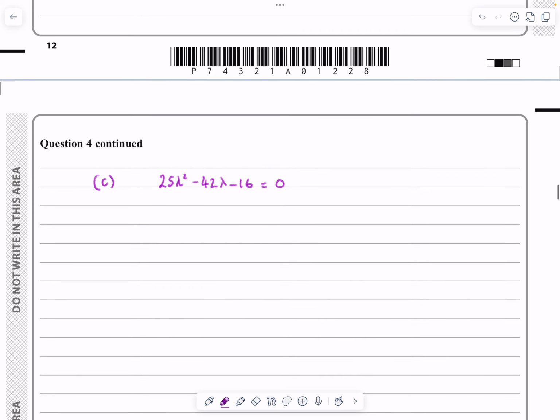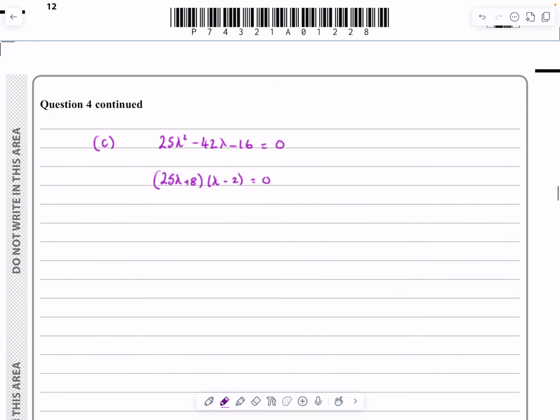If you look in the official answer schemes, it factorizes it. I don't know that I'd be able to factorize. I think I'd probably just stick it into the quadratic formula. I'm going to show you what happens if you do factorize. You get 25 plus lambda and lambda minus 2 equals 0. I don't know how quickly I'd be able to do that compared to put it into the quadratic formula, 42 plus or minus the square root of 42 squared minus 4 times 16 times 25, all divided by whatever.